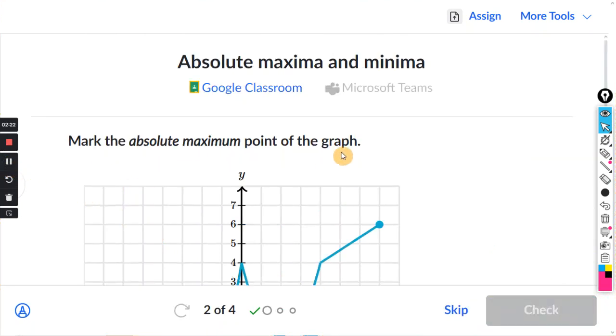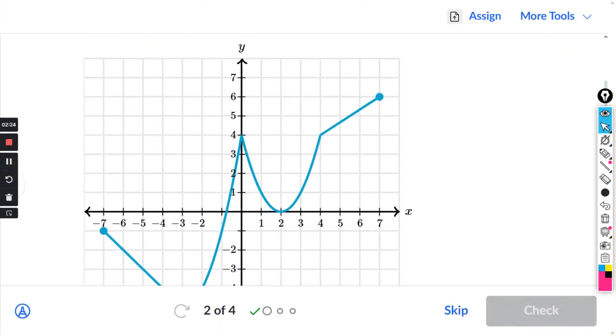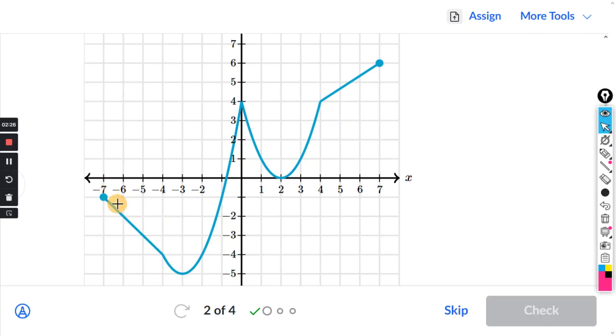Mark the absolute maximum point of the graph. Okay, so you see the graph runs continuously here. The highest point of this graph is clearly this right here. You take the crosshairs right there. This is the highest point in terms of how far up or down.